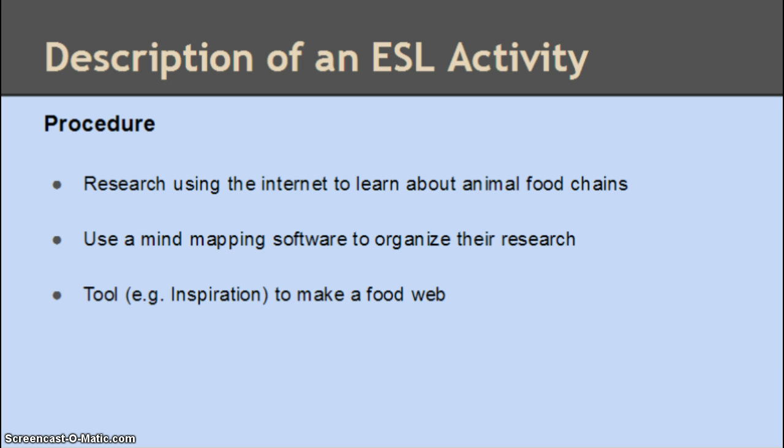The procedure. For this research, the students will be using the internet to learn about the animal food chains. They will be using mapping software to organize their research. Another tool they could use as well is Inspiration to make a food web.